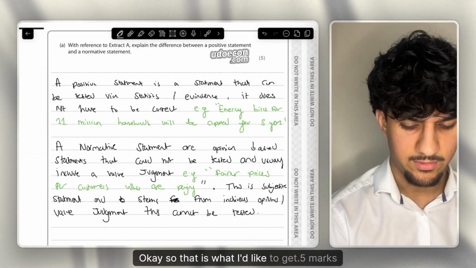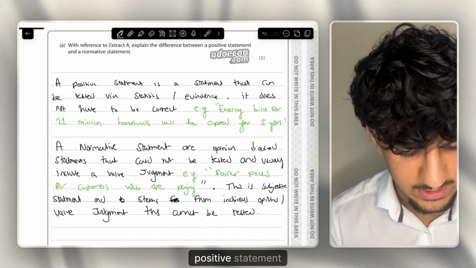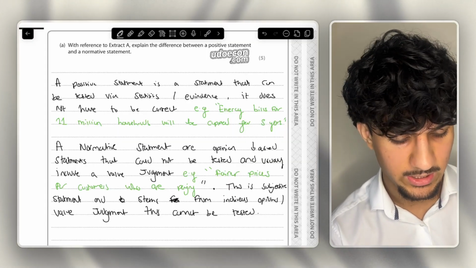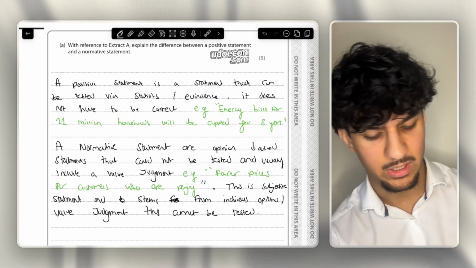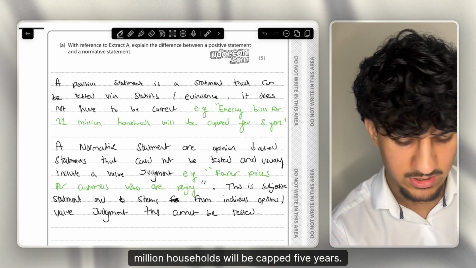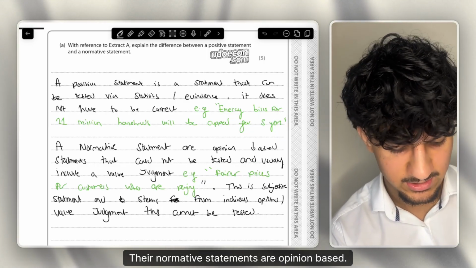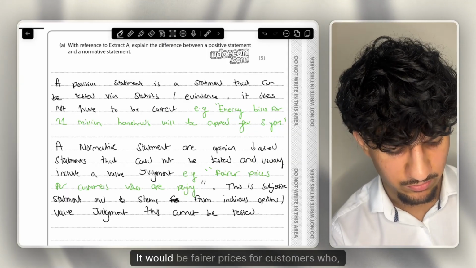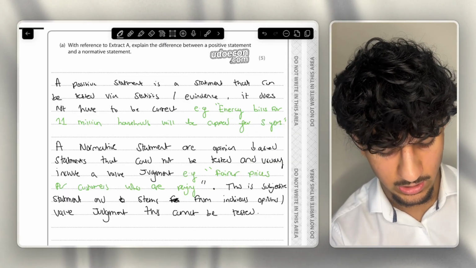Okay, so that is what I'd write to get 5 marks there. So very simply, a positive statement can be tested via stats or evidence. It does not have to be correct. Energy bills for 11 million households will be capped for 5 years. Then normative statements are opinion based. They cannot be tested and usually include a value judgment. It will offer fairer prices for customers who are paying.